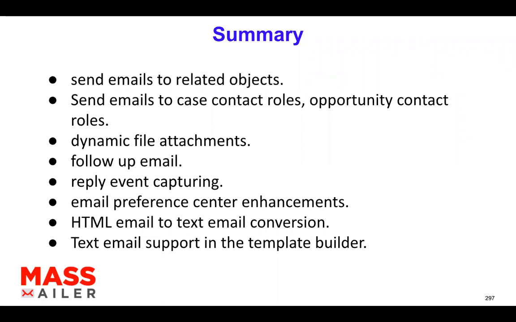To start with, if you've been using MassMailer, you know that MassMailer does support any object where there is an email field. But at the same time, in the latest release, we have started supporting even the related objects. For example, if you want to send emails to contacts, but you want to filter accounts, and then send emails to the related contacts, you'll be able to do that.